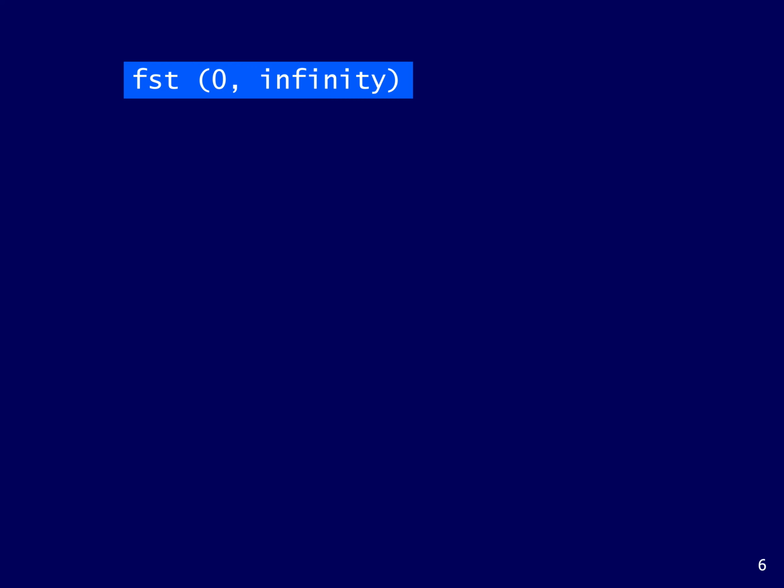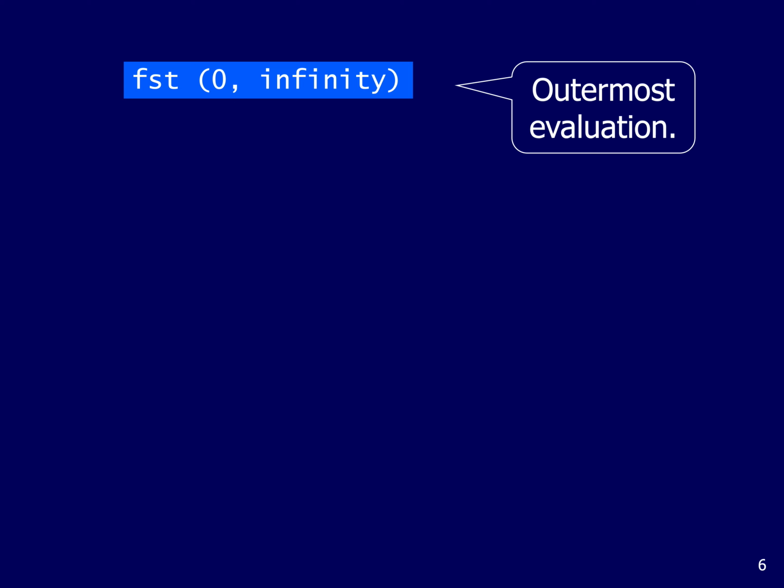And this is in contrast to if we evaluate this expression using outermost evaluation. So the definition for first says the first component of a pair x, y is simply going to be x. So if we apply the first function to the pair comprising 0 and infinity, and we evaluate this using outermost evaluation, we can immediately just apply the first function, and in one step we get termination and we get the result 0.